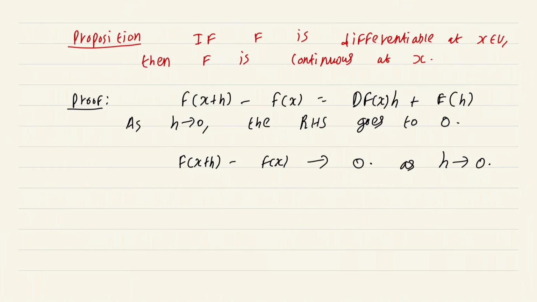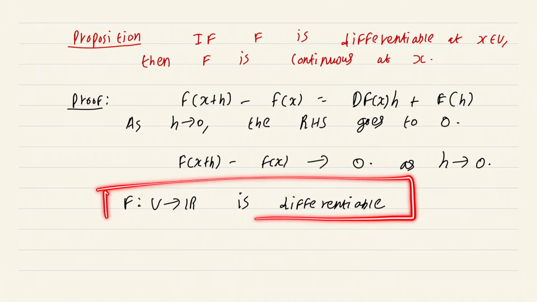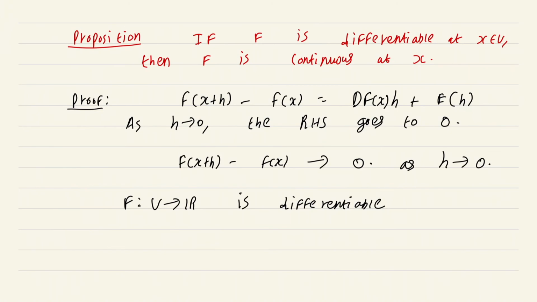So one final remark. In the future, when we say f from U to R is differentiable, what this means is that f is differentiable at every single point of the domain U. Okay, so again, the definition of the function being differentiable on an open set just means it is true pointwise.